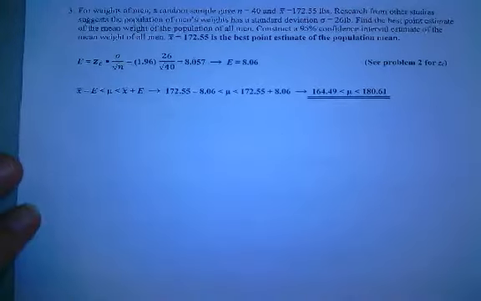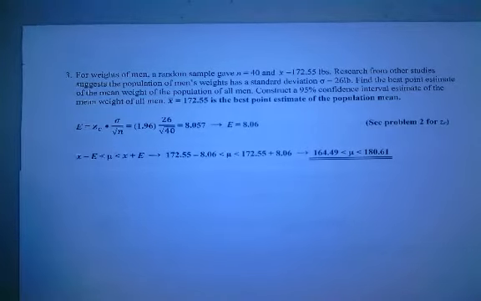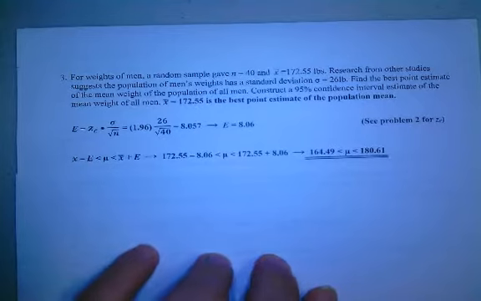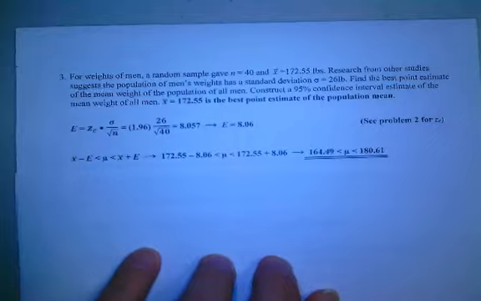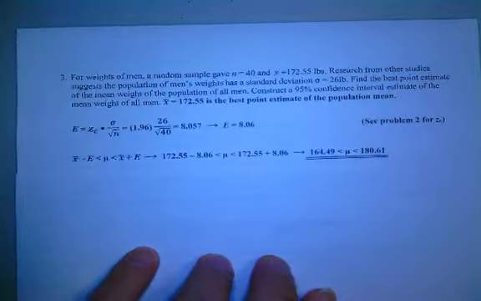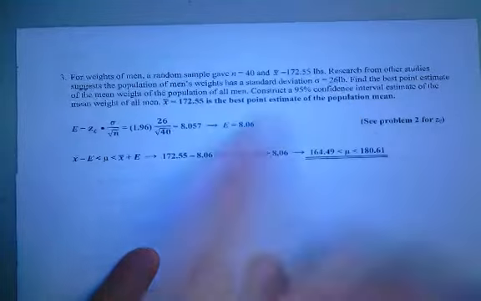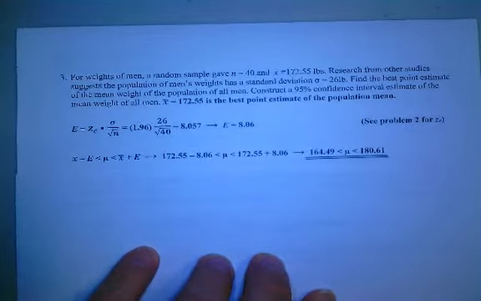All right, let's look at some examples to construct some confidence intervals. So, for weights of men, a random sample gave n equals 40 and a mean of 172.55 pounds. Again, x bar is the mean. Research from other studies suggests the population of men's weights has a standard deviation of 26 pounds. So here our sigma is known. Find the best point estimate of the mean weight of the population of all men. Construct a 95% confidence interval estimate of the mean weight of all men.